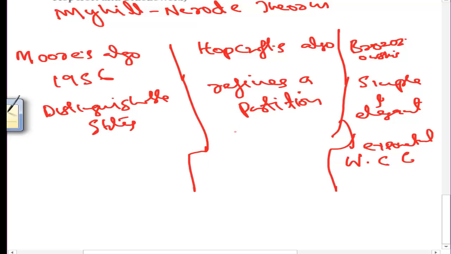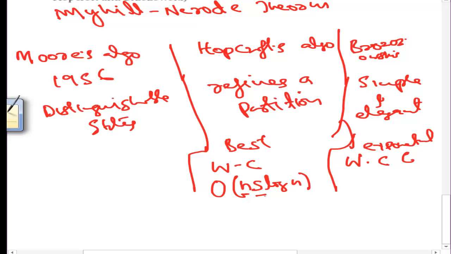Okay. And Hopcroft's algorithm actually has the best worst case complexity. It has the best worst case running time analysis, and that is big O of n s log n, where n is the number of states and s is the size of the alphabet, whatever the input alphabet is.